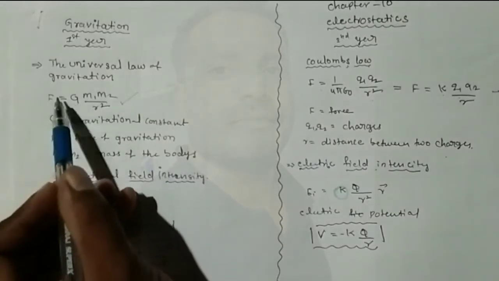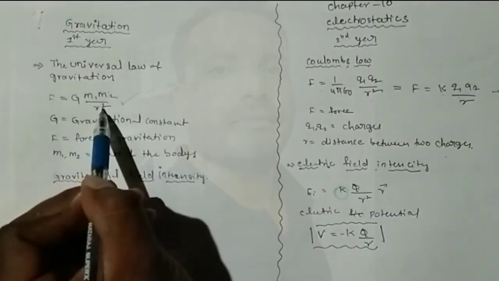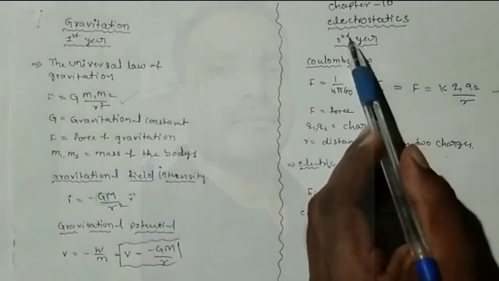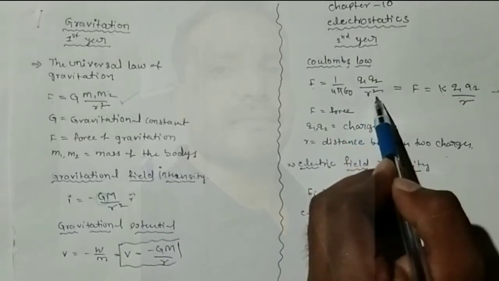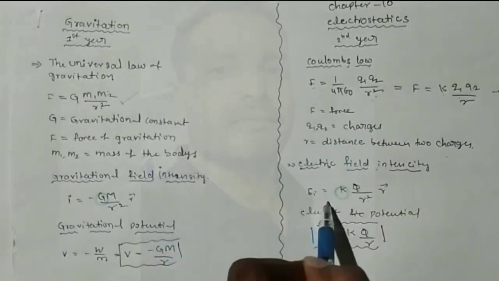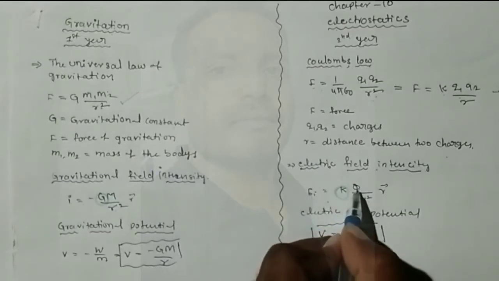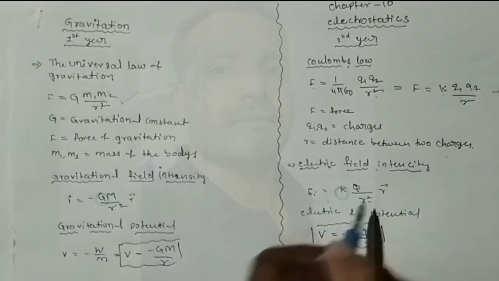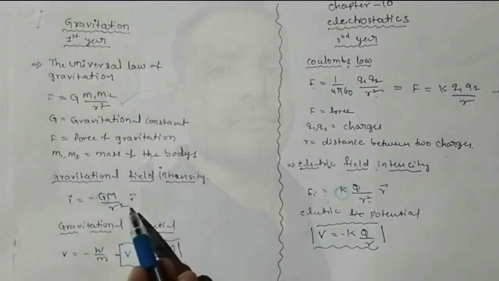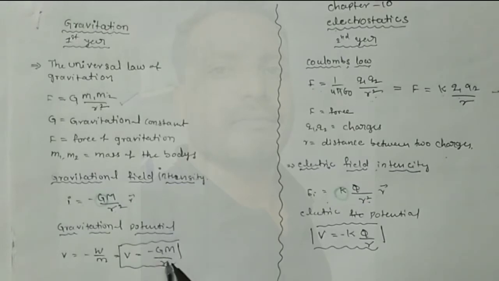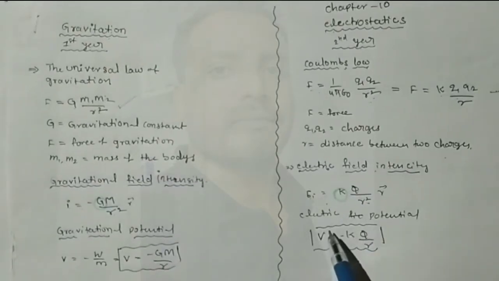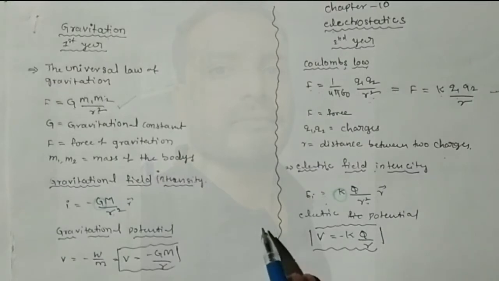Force F is equal to G into m1 m2 by r square in gravitation. In the same way, in electrostatics F is equal to 1 by 4 pi epsilon naught q1 q2 by r square, right? Electric field in electrostatics E is equal to k q by r square, and I is equal to G m by r square. Gravitational potential V is equal to minus G m by r. Electric potential V is equal to minus k q by r. These are two similar sets of formulas, right?